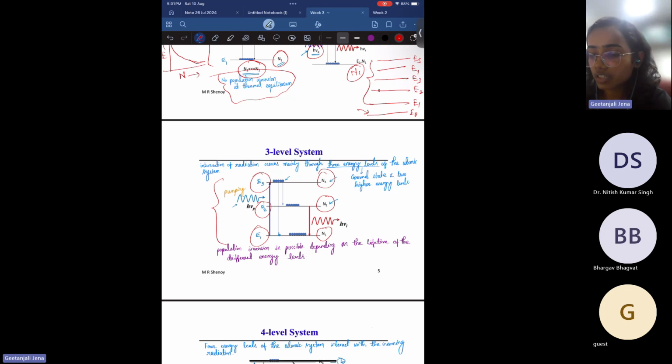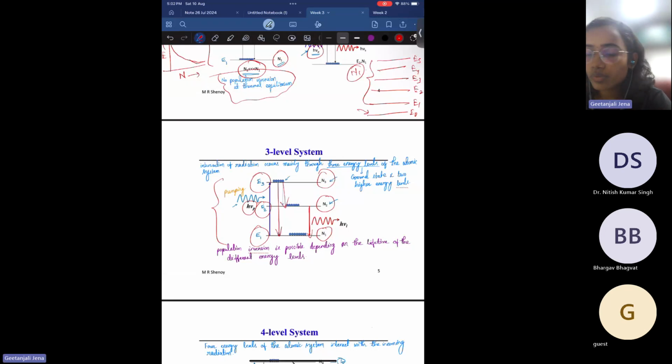So now if you excite the system through an external pump h nu P, what will happen? The atom will get excited to the higher energy state, which is E3, and after excitation, it may make a transition from 3 to 1 directly, or it may make a transition from 3 to 2 and 2 to 1. So it may follow the direct path or the indirect path.